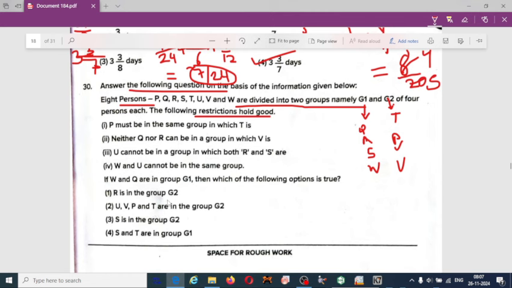R is in the group 2? It is not. U, V, P, T are in the group 2. You can see here U, V, P, T are in the group 2. S is in the group 2? It is not in the group 2. S is in the group 1. S and T are in group 1? No, only S is there. So option 2 is correct. U, V, P, T are in the group 2.